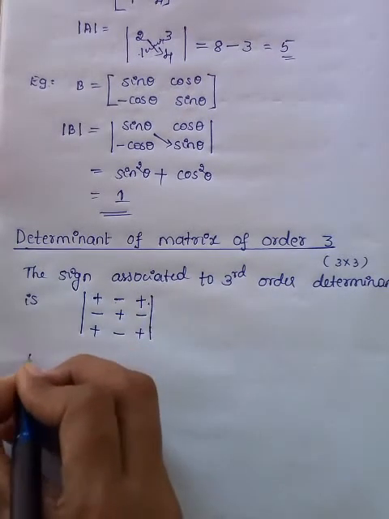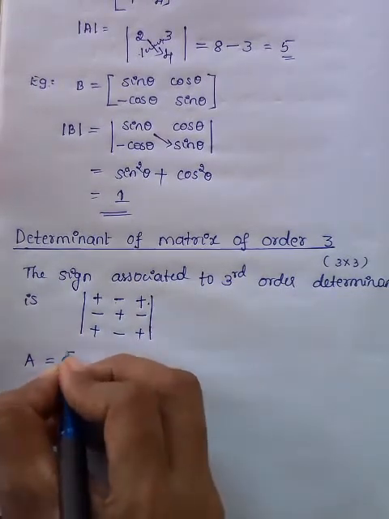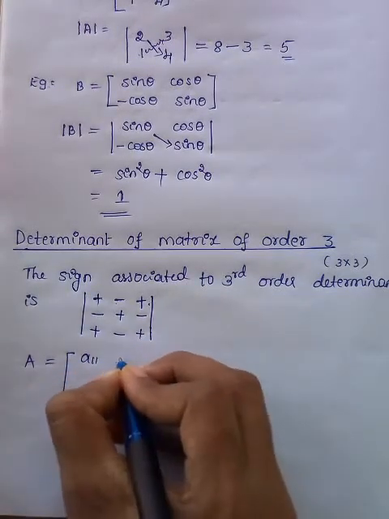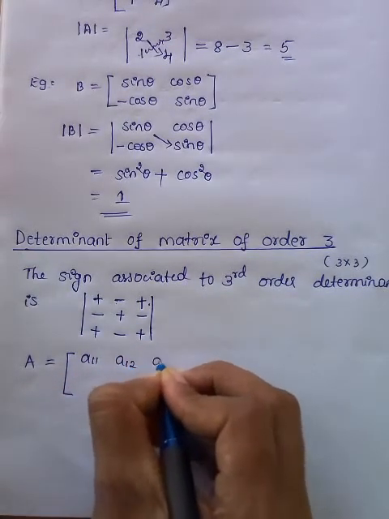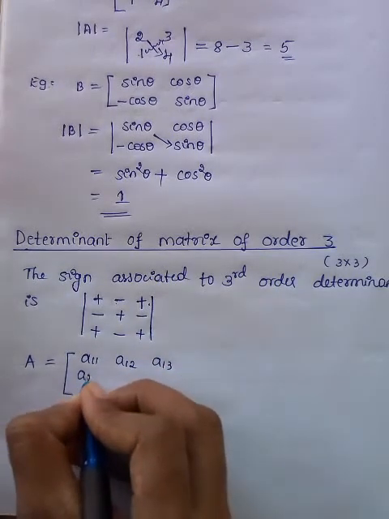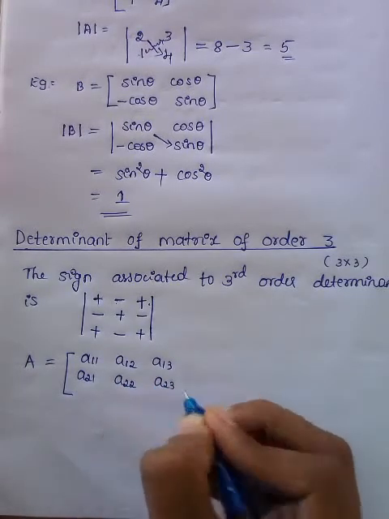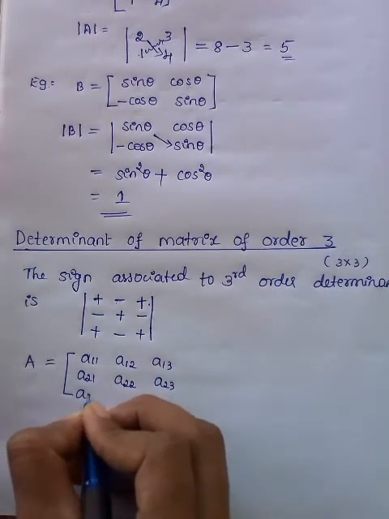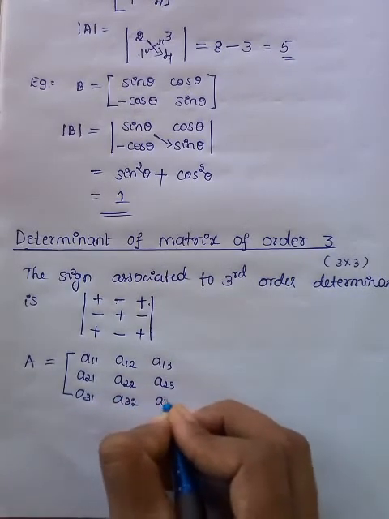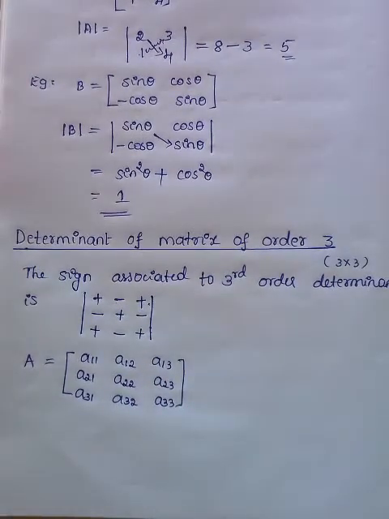Consider matrix A, a general 3 by 3 matrix. A is equal to A11, A12, A13, A21, A22, A23, A31, A32, A33. This is a general 3 by 3 matrix.